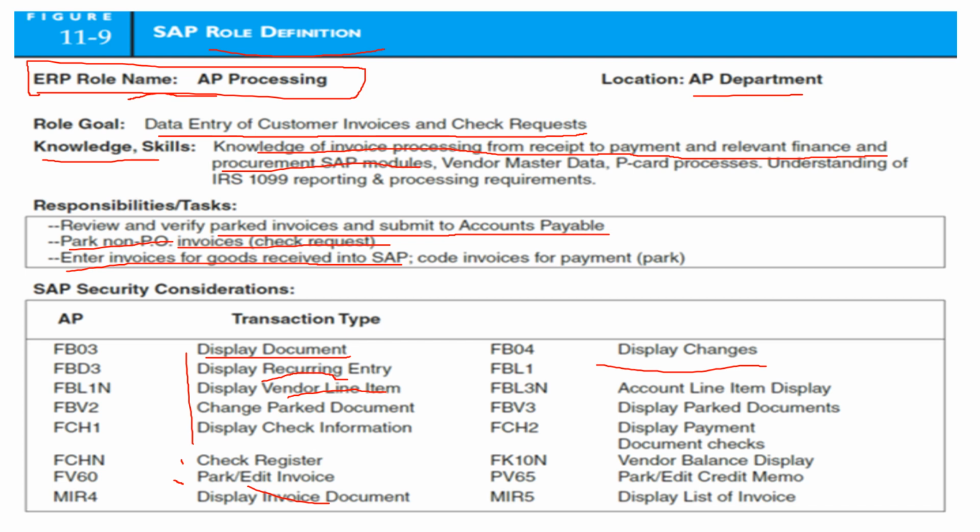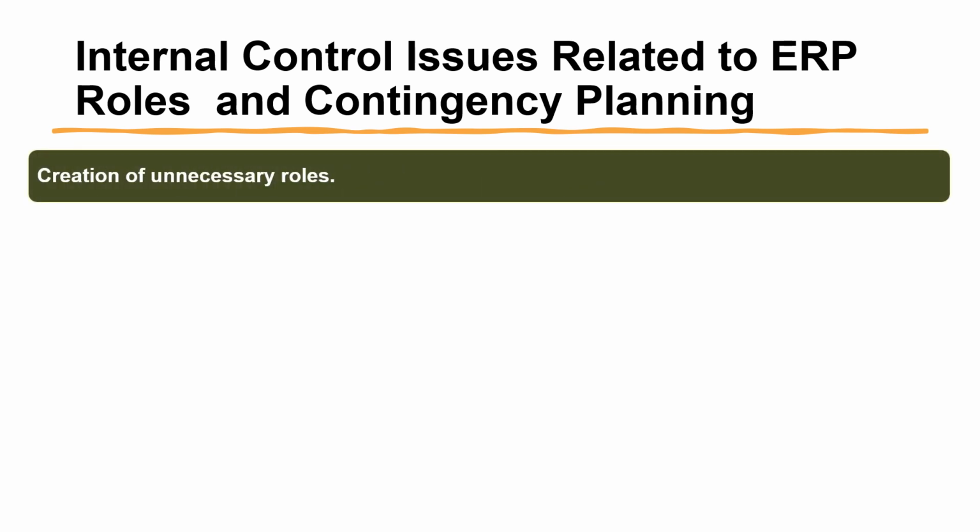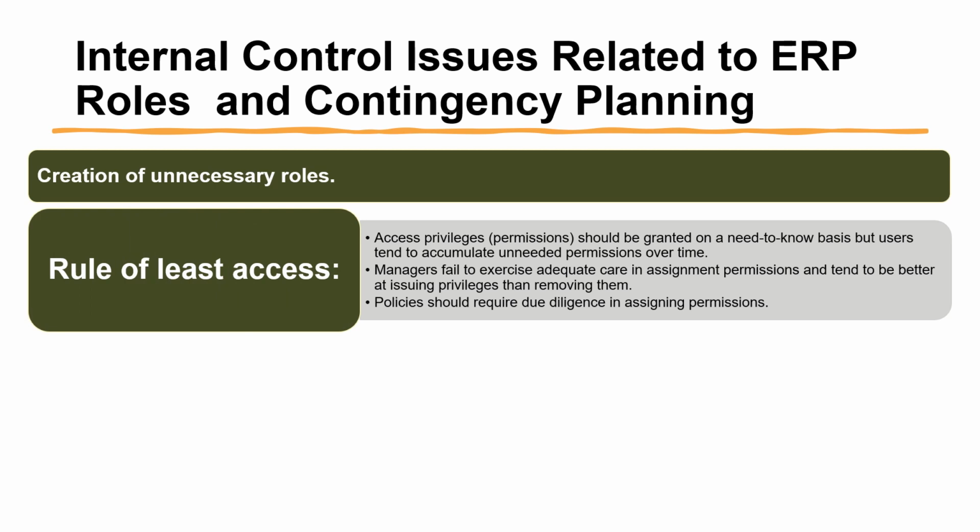definition for a specific role. Here we will discuss the internal control issues related to ARB roles and contingency planning. What is the risk or the issue related to the ARB roles and the contingency planning? So we have the creation of unnecessary roles, because when we talk about using role-based access, maybe we create unnecessary roles. And then the other issue is roles with excess access.